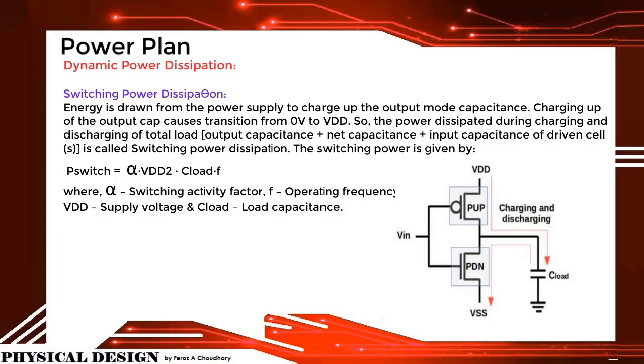Switching power dissipation. Energy is drawn from the power supply to charge up the output node capacitance. Charging up of the output capacitance causes a transition from 0 to VDD. So, the power dissipated during charging and discharging of the total load, output capacitance plus net capacitance plus input capacitance of driven cells, is called switching power dissipation. The switching power is given by P switch equals switching activity times supply voltage squared times operating frequency times load capacitance.